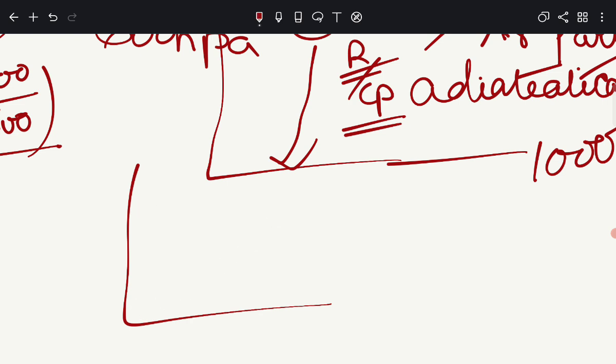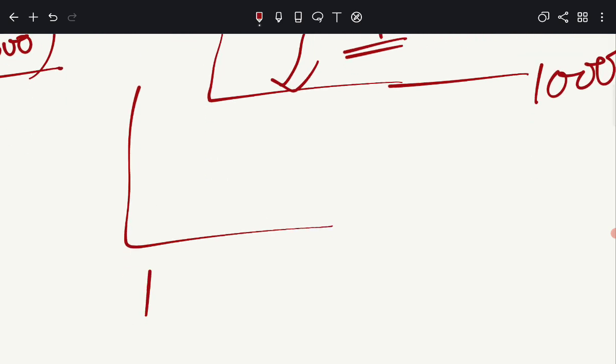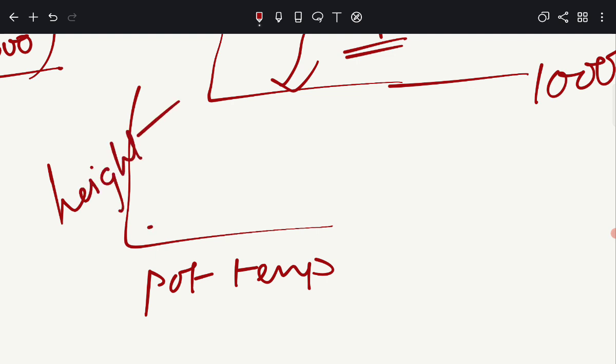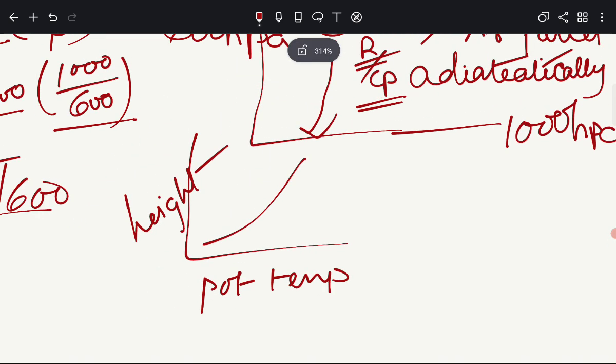So if this is temperature, this is water. We have potential temperature over here, and we have height over here. It will always go like this. Okay, so it will increase as you go up. It will increase, and not decrease. So from this point of view, we just add another thing, and then we come to lapse rate.